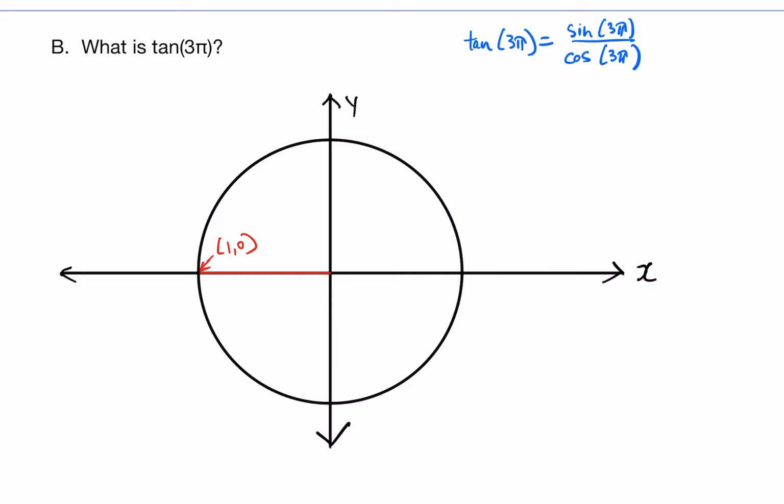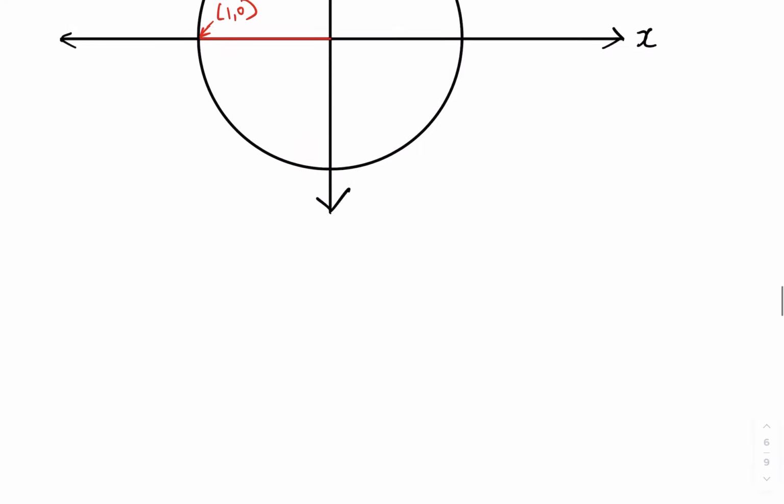Okay, 1, 0. And so the tangent of 3 pi is equal to sine of 3 pi over cosine 3 pi. Sine of 3 pi is the y component of this coordinate, so it's just 0. And the cosine of 3 pi is the x component of this coordinate, and that's 1. And 0 over 1 works out to be 0. Okay, so the tangent of 3 pi is equal to 0. Okay, moving on.